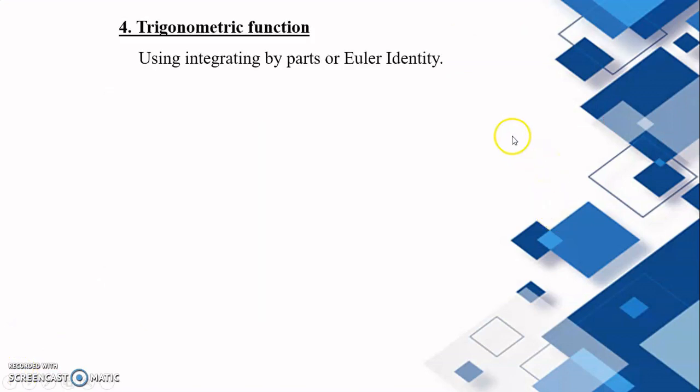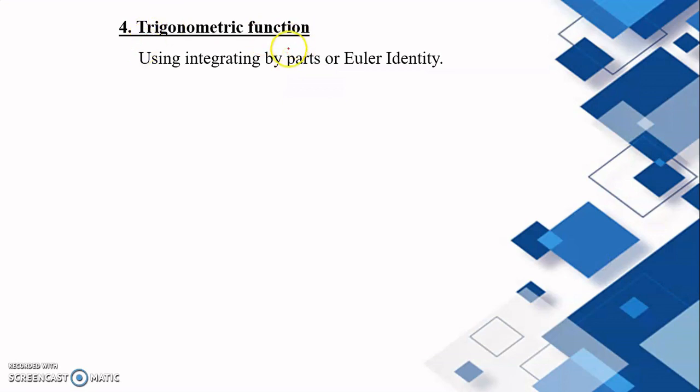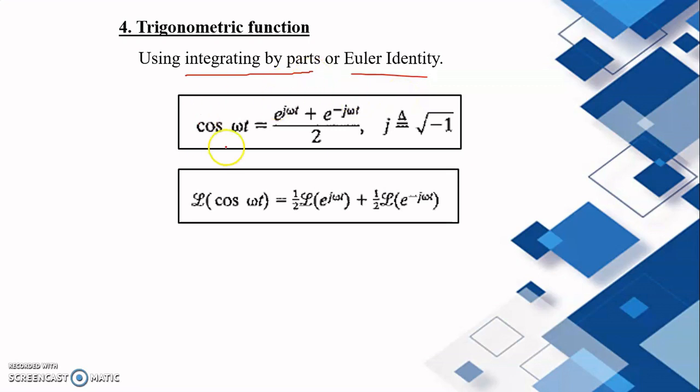The next function is the trigonometric function. In process control, trigonometric functions of time are also commonly used. So how about if we have a trigonometric function? We can solve it by using integration by parts, or alternatively, we can use the Euler identity, deriving all these trigonometric equations and converting them into Euler number form.